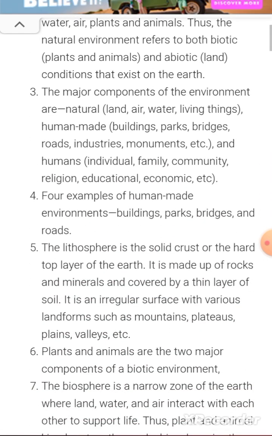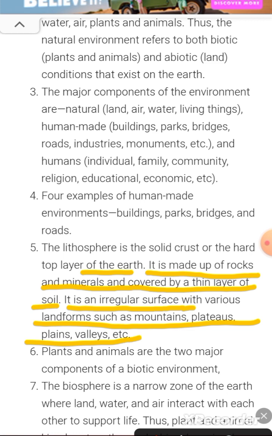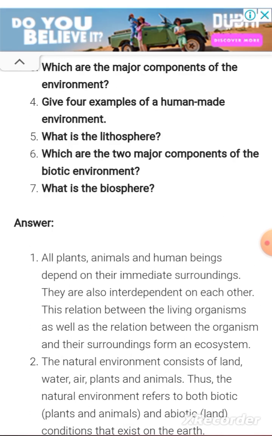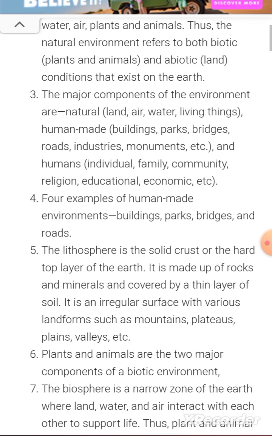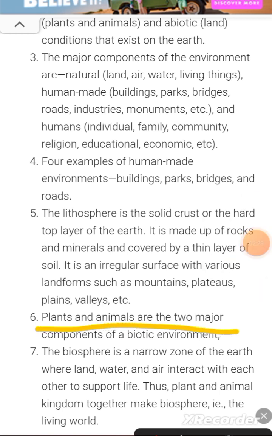So the answer is, the lithosphere is the solid crust or the hard top layer of the earth. It is made up of rock and mineral and covered by a thin layer of soil. It is an irregular surface with various landforms such as mountains, plateaus, plains, valleys, etc. Next question is, which are the two major components of the biotic environment? So the answer is plants and animals.